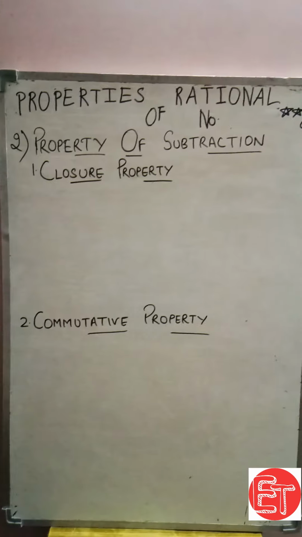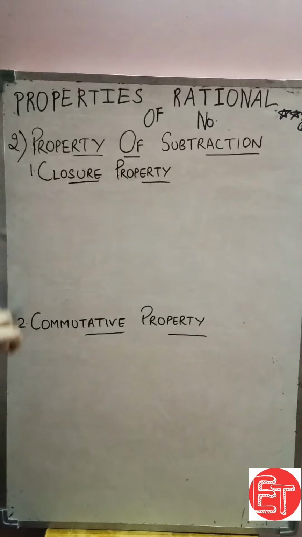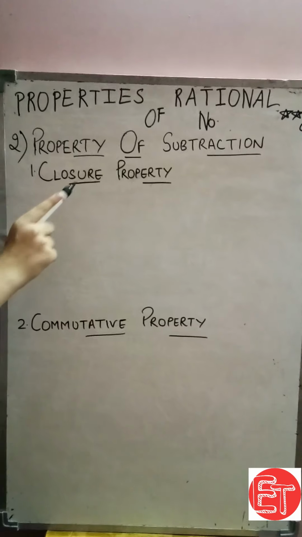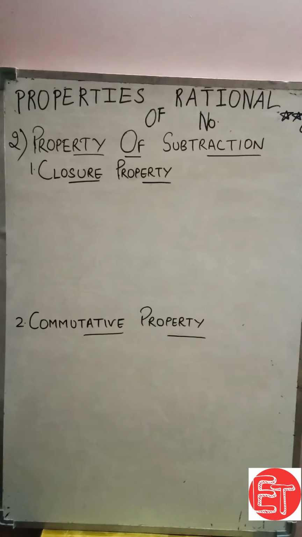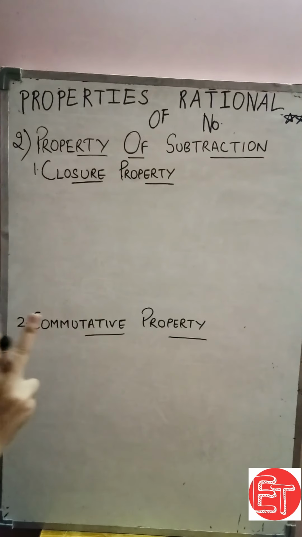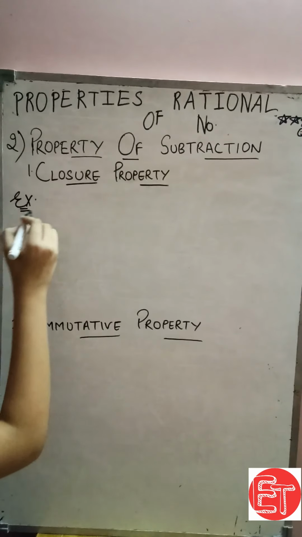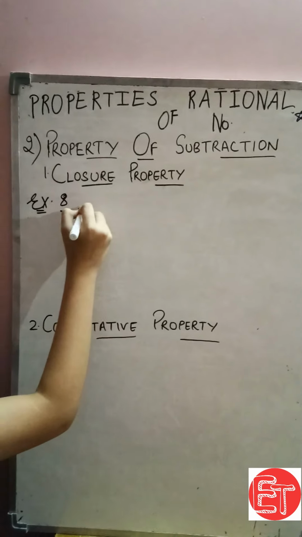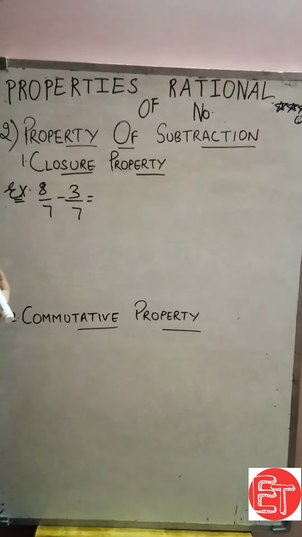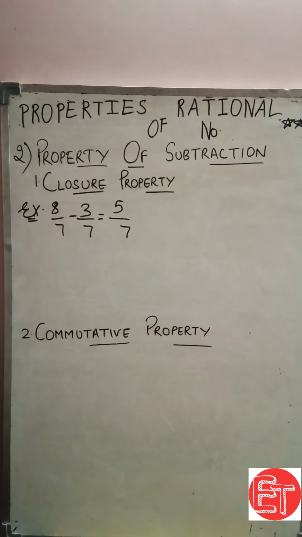Okay. So guys, here comes our second property, that is the property of subtraction. In this also there is the same closure property. This property is also known as closure property of subtraction. So the definition for this is: the difference of two rational numbers is always a rational number. Let's understand this with the help of an example. So 8 upon 7 minus 3 upon 7. This is very easy. 8 minus 3 is 5. So 5 upon 7, which is also a rational number.